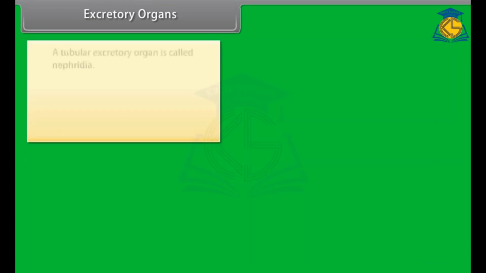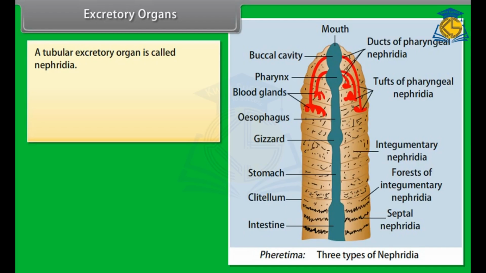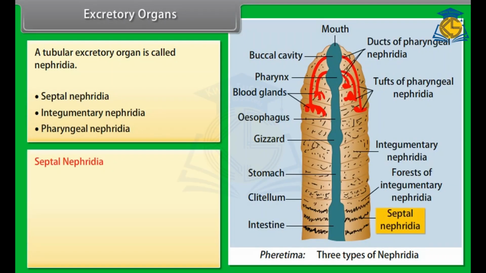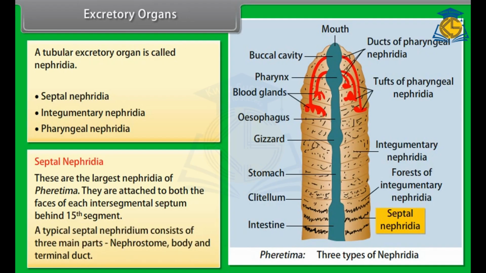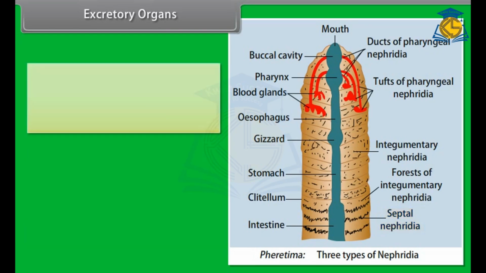Excretory organs. A tubular excretory organ is called nephridia. It is of 3 types: septal, integumentary and pharyngeal. Septal nephridia. These are the largest nephridia of Pheretima. They are attached to both the faces of each intersegmental septum behind the 15th segment. The typical septal nephridium consists of 3 main parts: nephrostome, body and terminal duct.